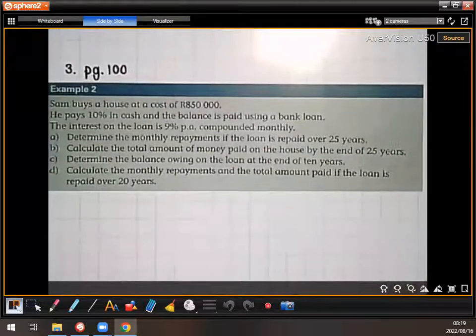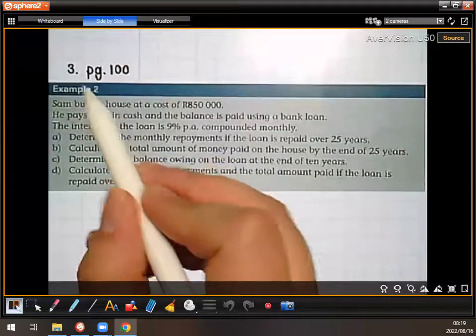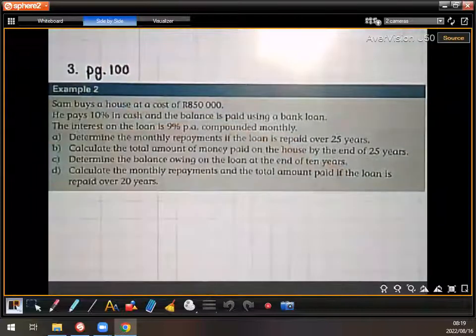Okay. Sorry, let's look at this one. This is the last one that we're going to do. Sorry, it does say example 2, second example over the next 4 minutes, but it's our third example.